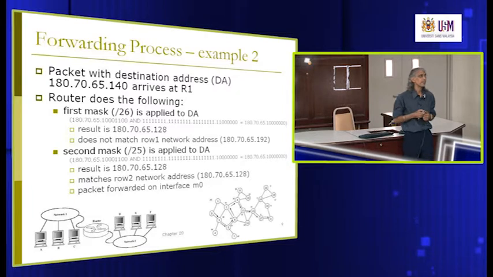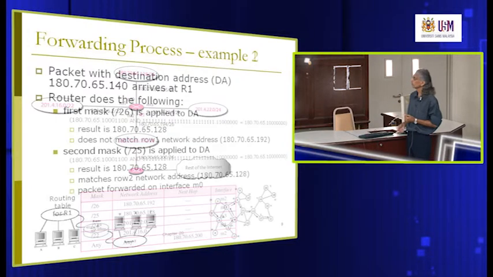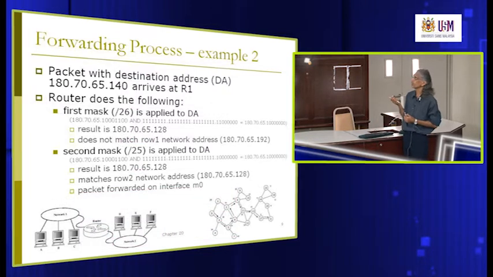Then it will try to match the destination address with the table. It will apply the first mask and see whether the destination address matches the first entry or not. So how does it do that? The first mask /26 is applied to the destination address 180.70.65.140. /26 means the first 26 bits are the network ID. You don't touch that. You don't change that. Only the remaining 6 bits are the host ID. So 26 bits means the first 8 bits, 8 bits, 8 bits, 8 bits. The first is 24 bits, and then we put extra.